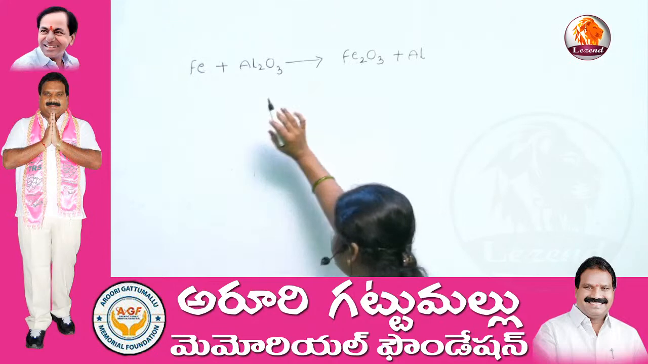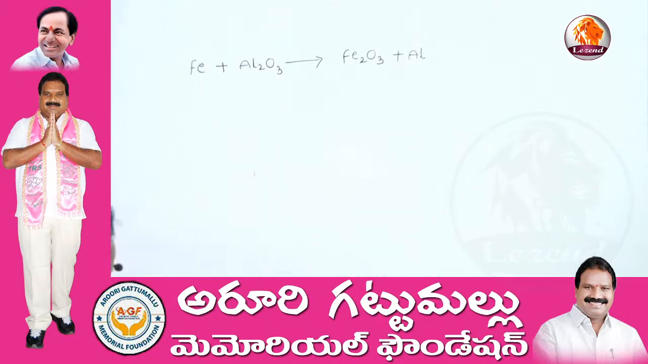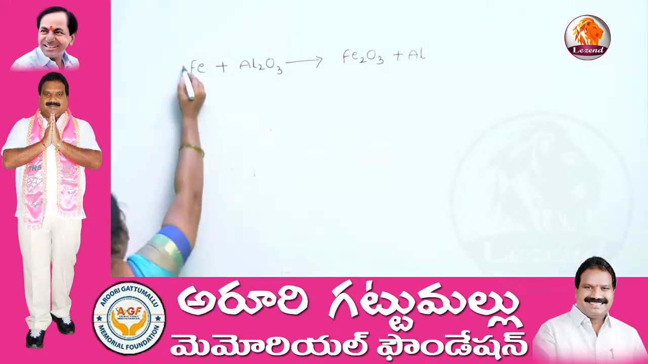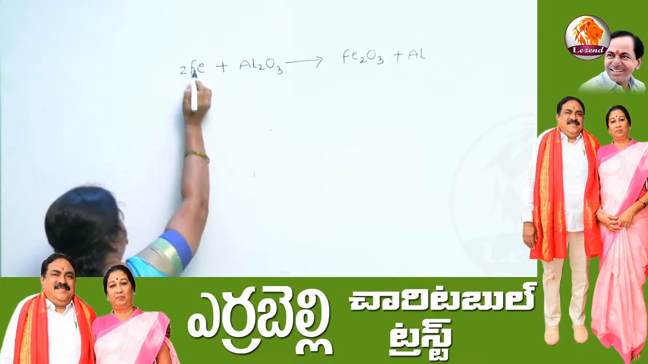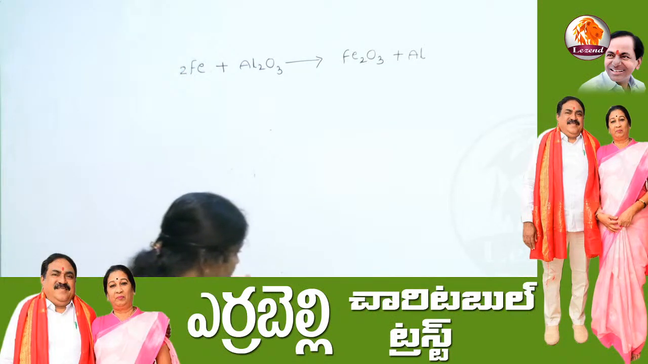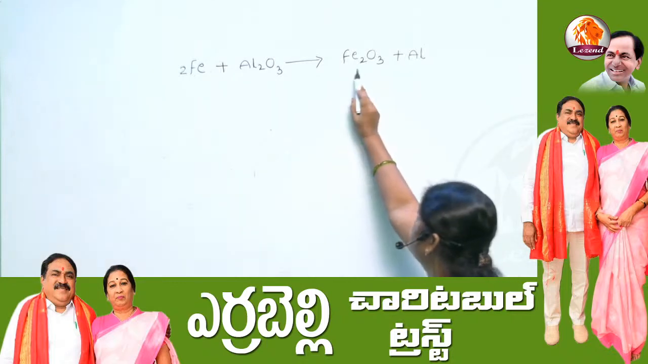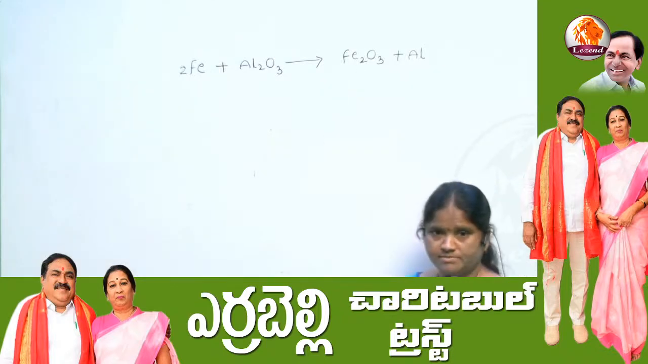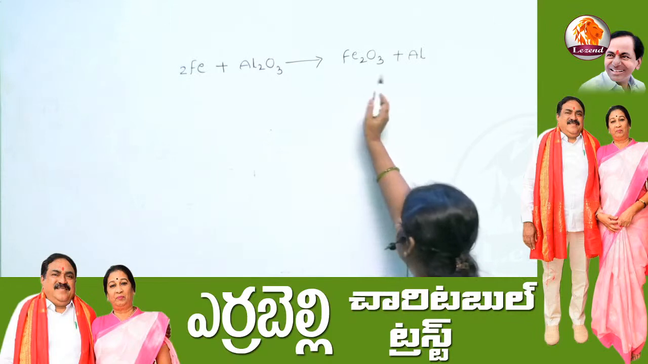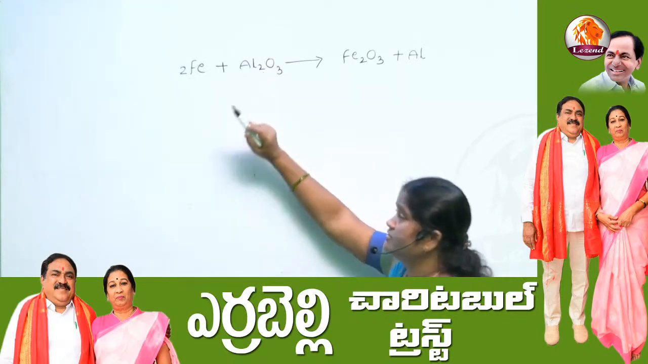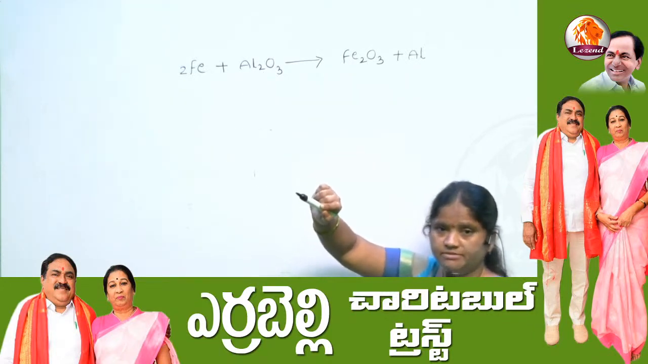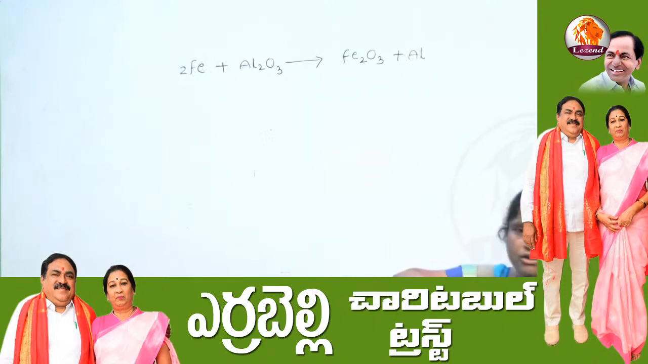So to balance the iron atoms, I am writing the number 2 before the symbol of iron. Okay. So now, are the iron atoms balanced or not? On the left side there are 2 iron atoms, and on the right side, in iron oxide, we have 2 iron atoms. Okay. But here, aluminum, you can compare. We have 2 atoms of aluminum on the left side, but on the right side we have only 1 aluminum atom.